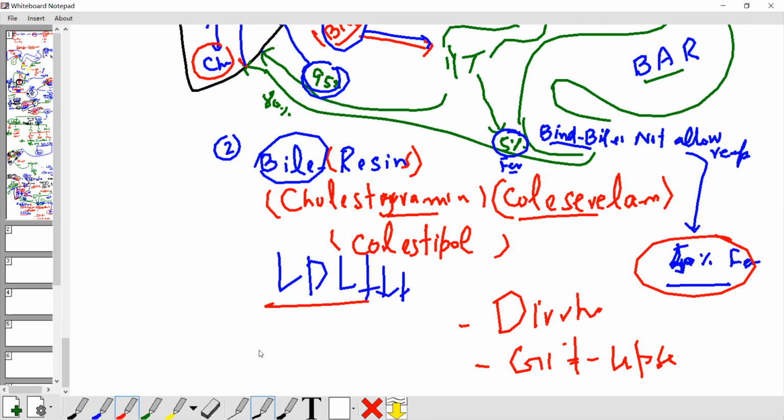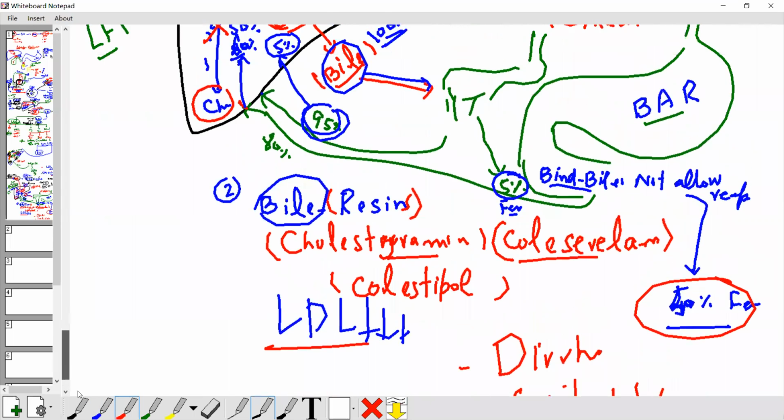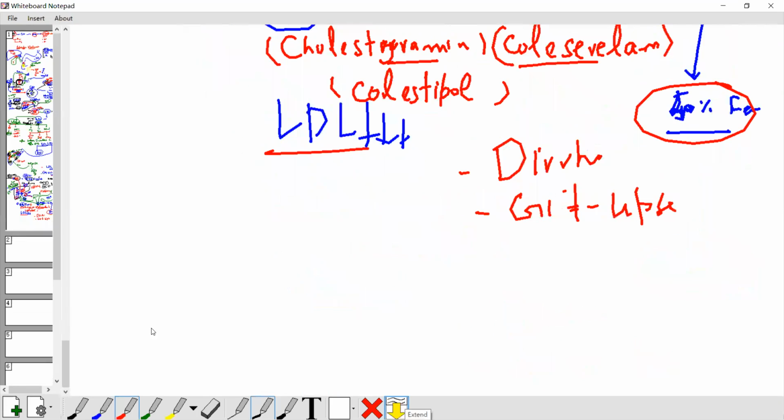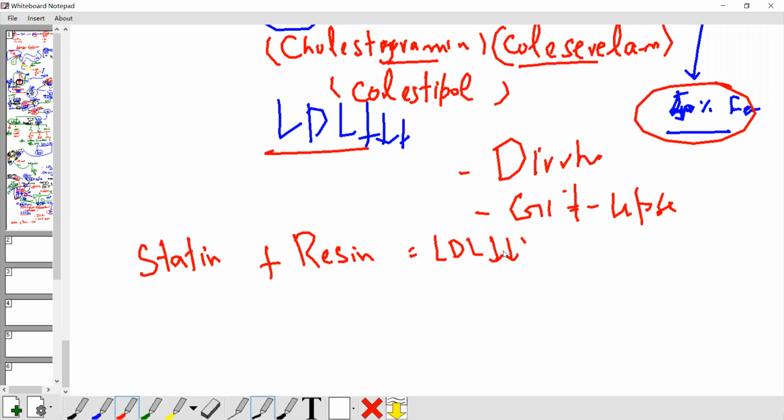About LDL, clear or not? These two drugs, done. How are they working? Statin and bile acid resin, if we combine them, then very rapidly your LDL goes down. These two drugs, done.